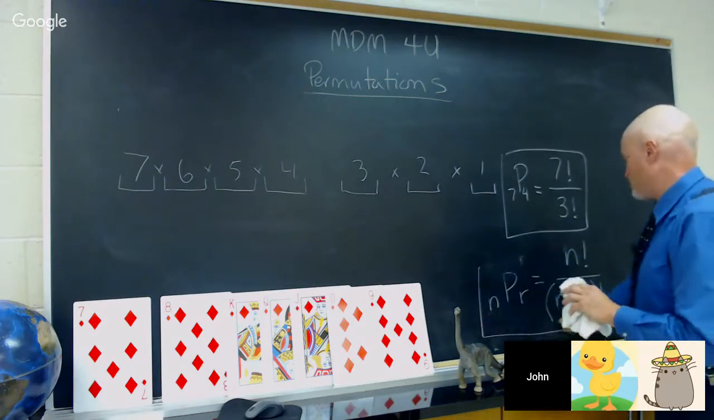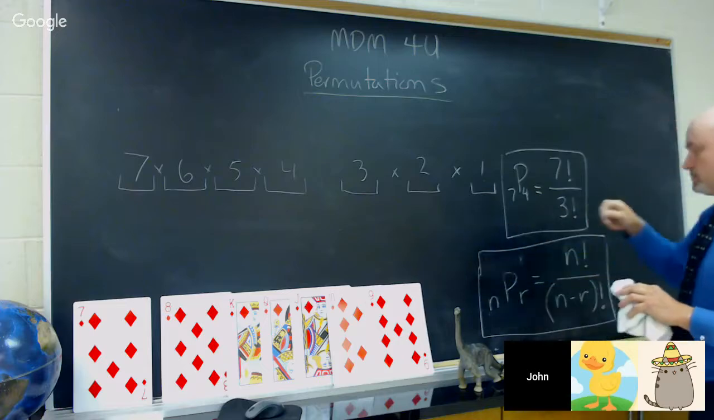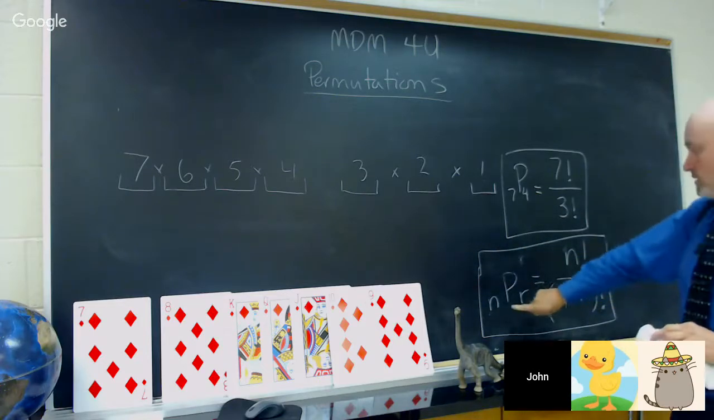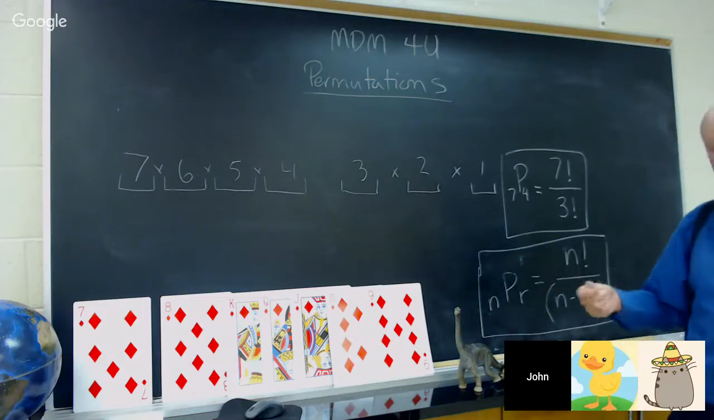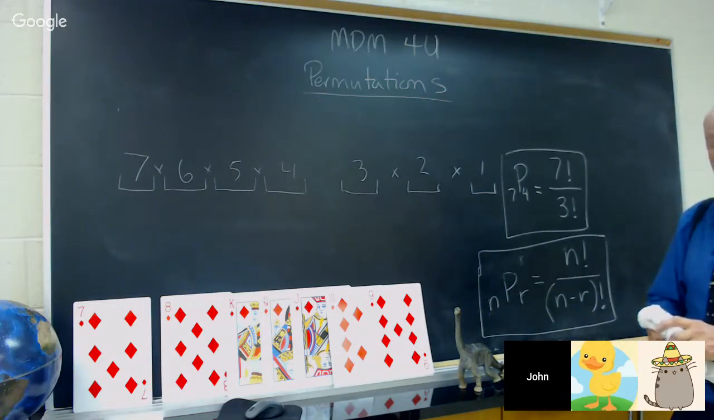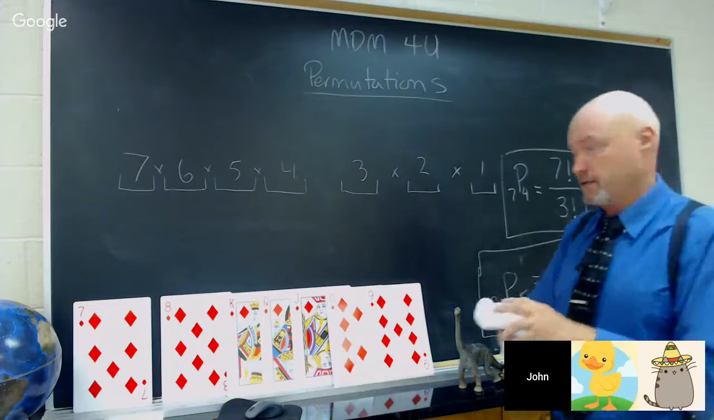So there's one way of expressing it. There's the general idea: r objects selected from n, how many permutations are there? It seems more complicated than it is.